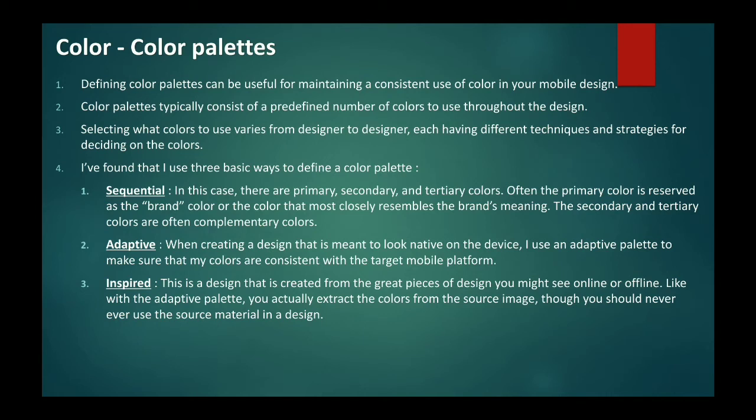One is the sequential, the second is adaptive, and the third is the inspired one. In sequential, we have primary, secondary, and tertiary colors. Often the primary color is reserved as the brand color, or the color that most closely resembles the brand's meaning. Secondary and tertiary colors are often complementary colors, so they will be used sometimes, but the branding color will be the first one, that is the primary color. This kind of palette is nothing but the sequential palette. The second one is the adaptive one.